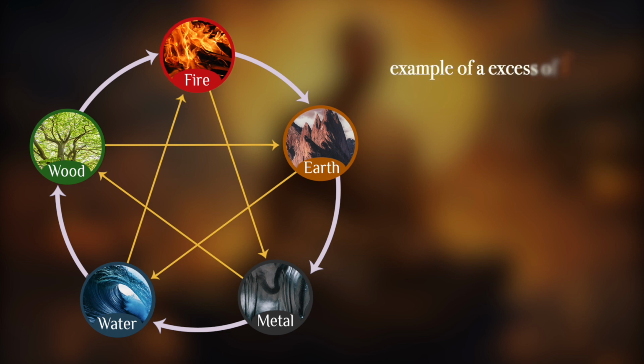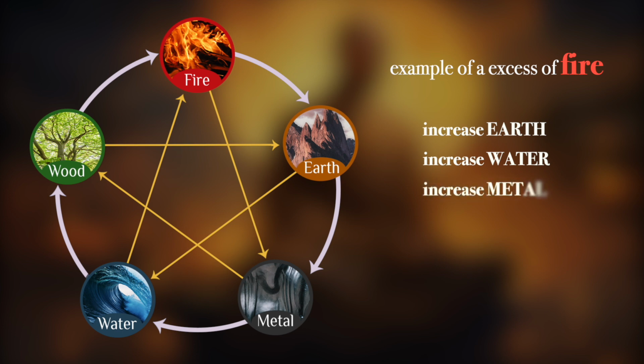Let's take the example of excess of fire. You can work on earth, the following element. Fire naturally wants to transform into earth. If it doesn't, it creates an excess. You can work on water, which helps control the fire. You can also work on metal. Strong metal will demand more fire to be controlled, which helps temper the fire.